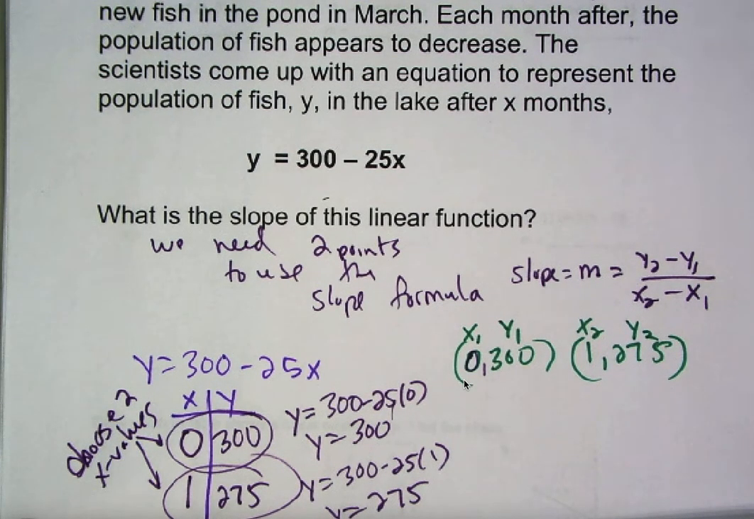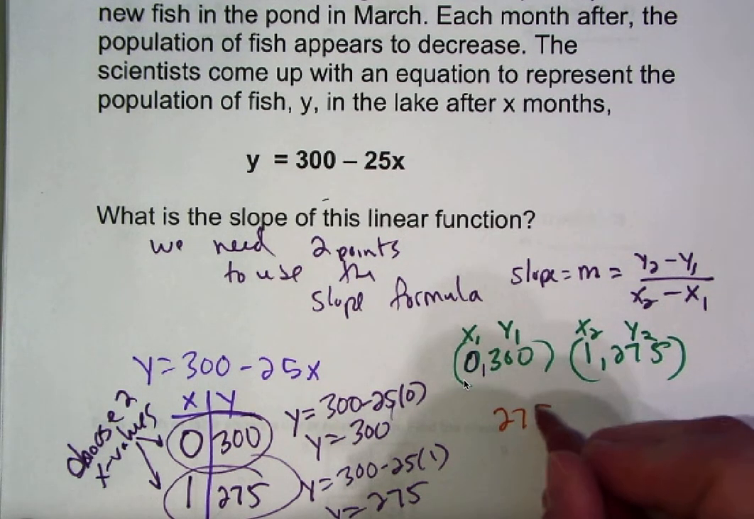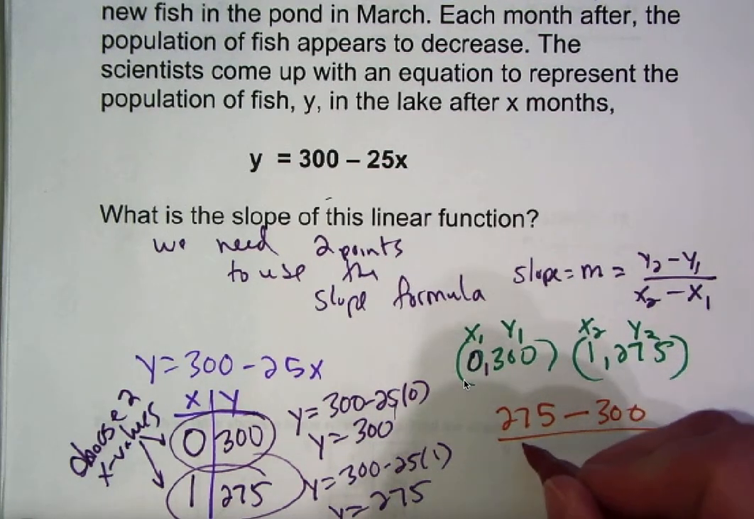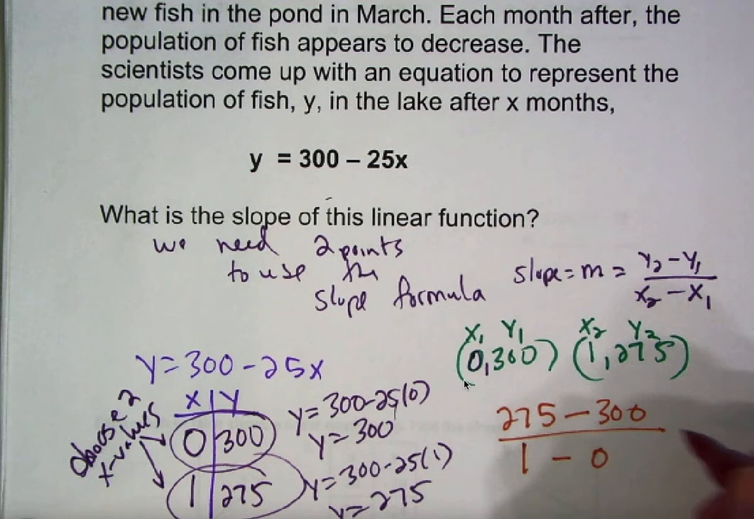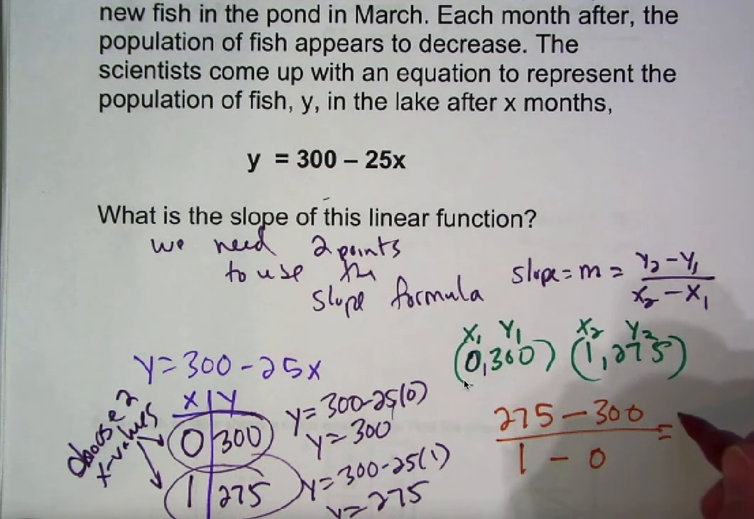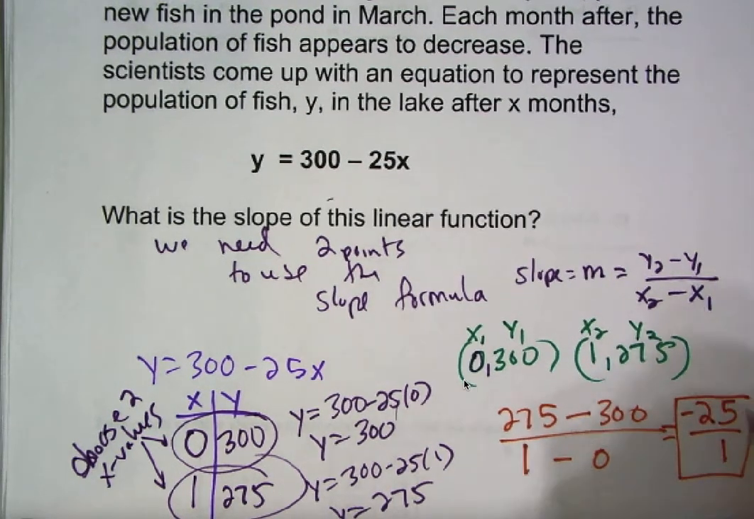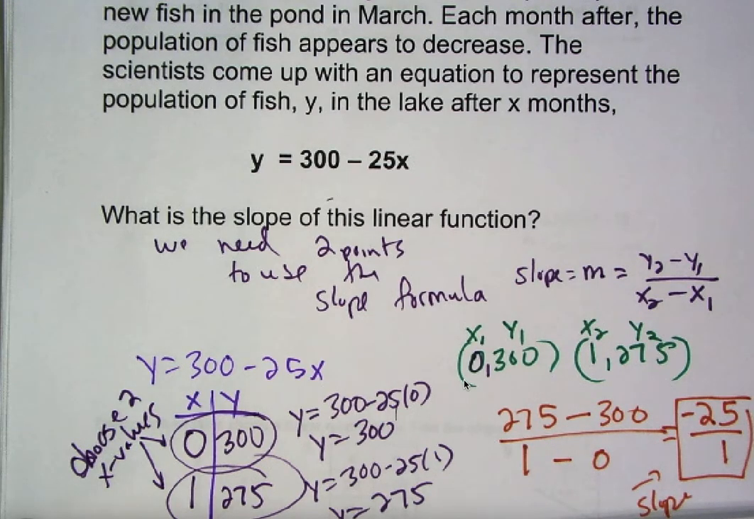And then we can use the formula, which says the second y minus the first y value over the second x minus the first x value. And we can find that our rise is negative 25 and our run is 1. We now know the slope. Negative 25 over 1.